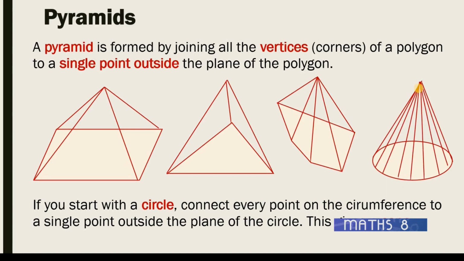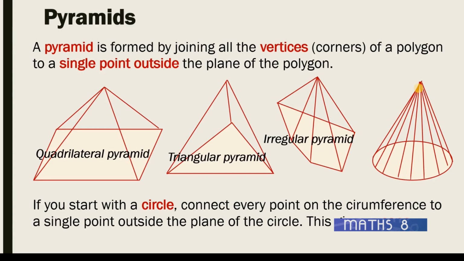We name pyramids depending on their base. This is a quadrilateral pyramid, a triangular pyramid, some kind of irregular pyramid, and a cone.